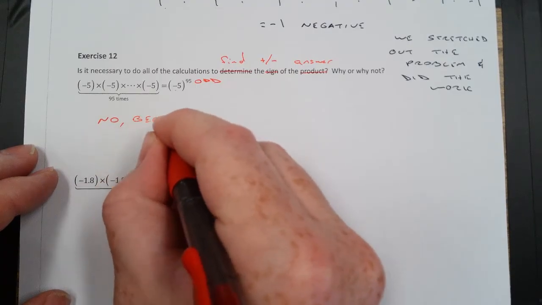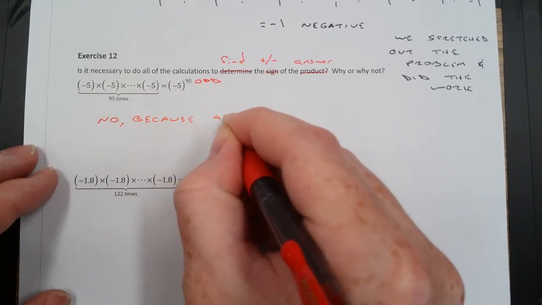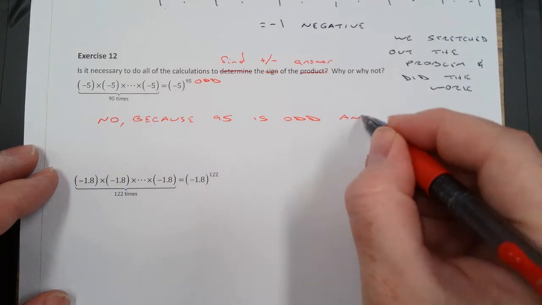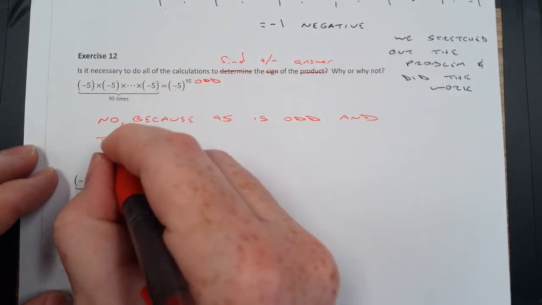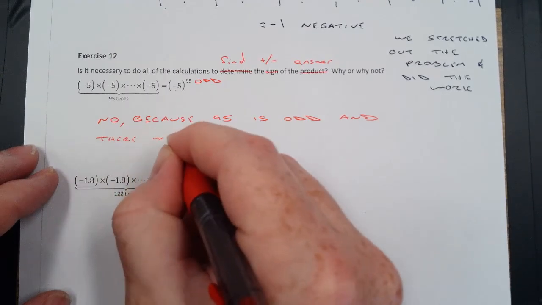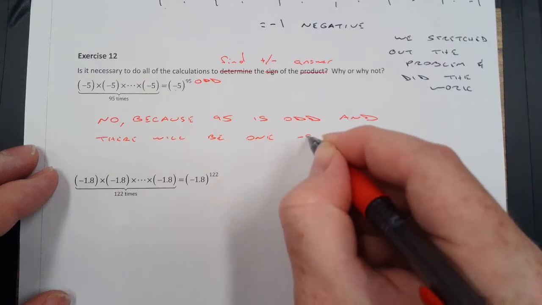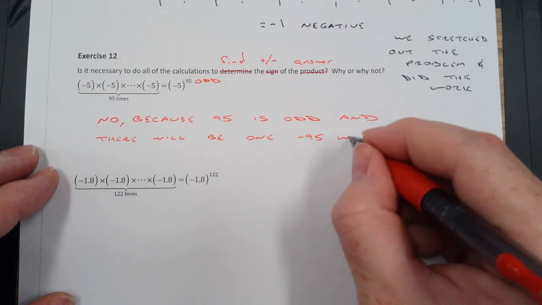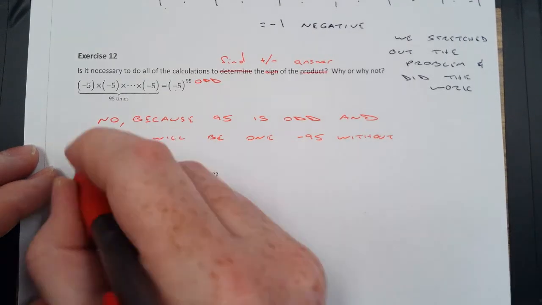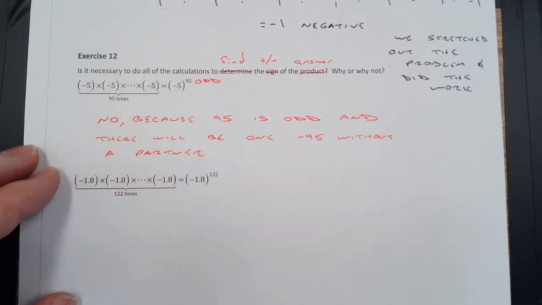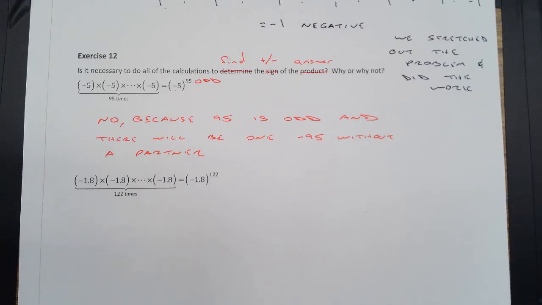No, because 95 is odd, and there will be one -5 without a partner. Now that's how I worded it. You can word it a different way.